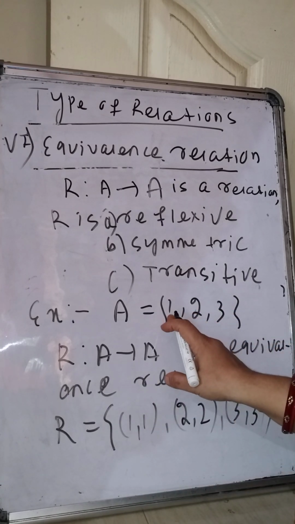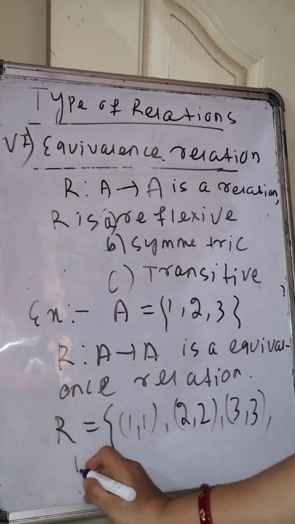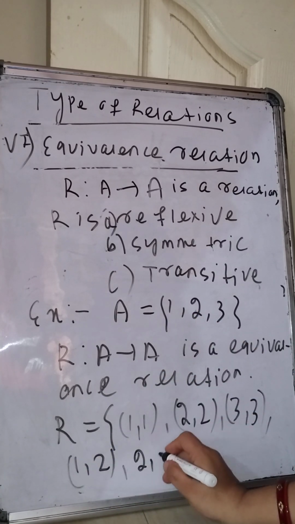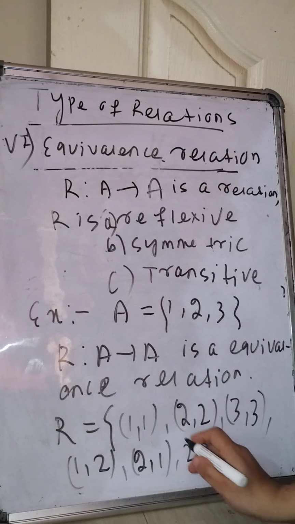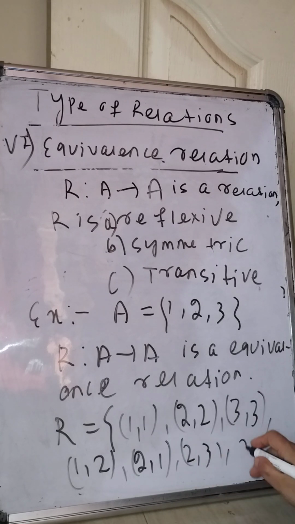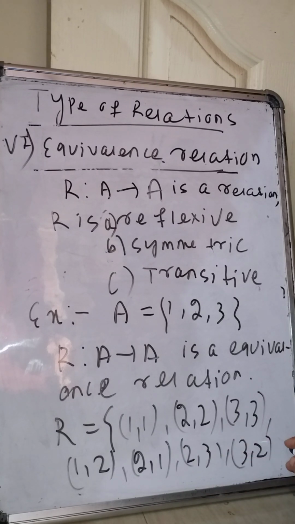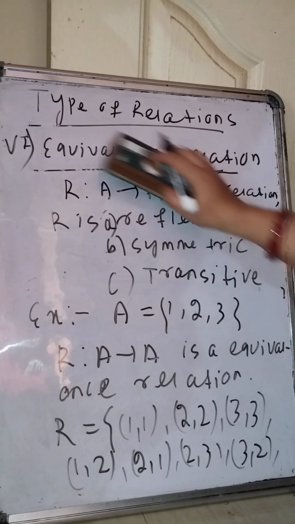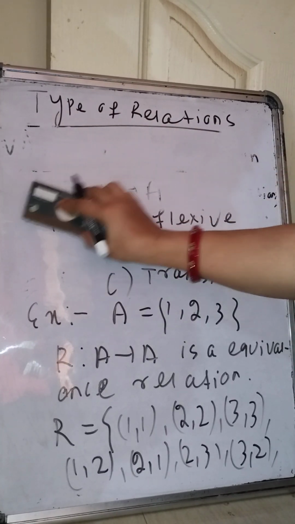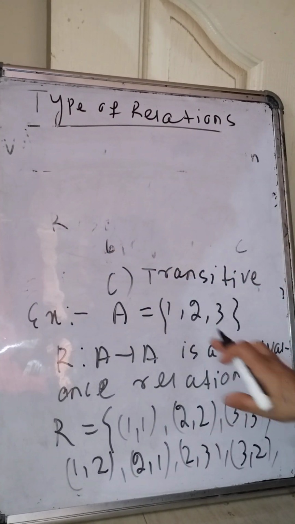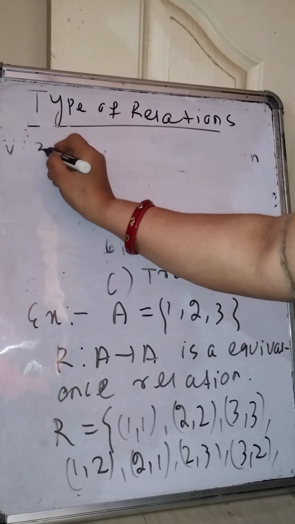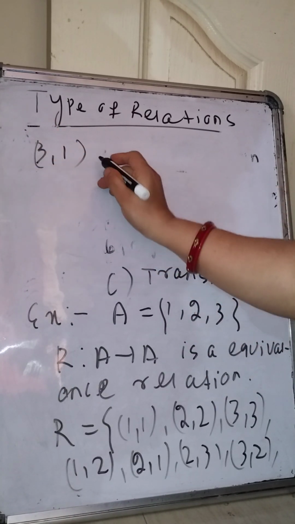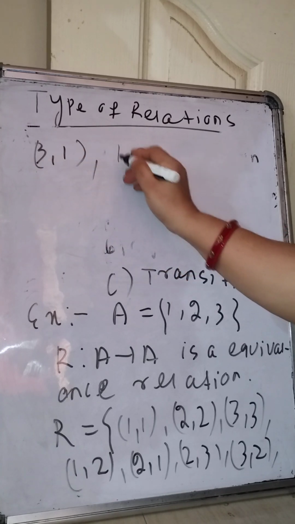Then if you are considering the element (1, 2), then for symmetry (2, 1) must be present. And if you are considering (2, 3), then (3, 2) must be present. Then next, after (2, 3), if you are considering (3, 1), then (1, 3) must be present.